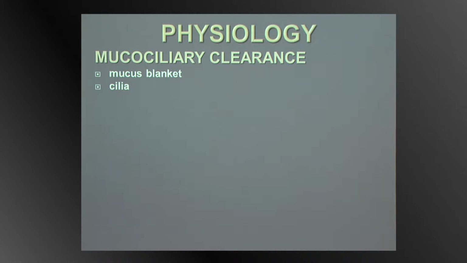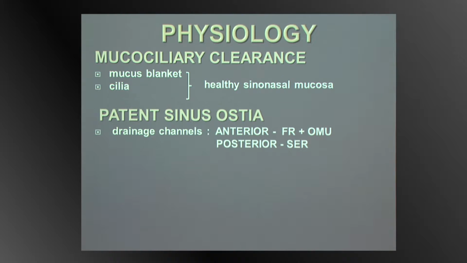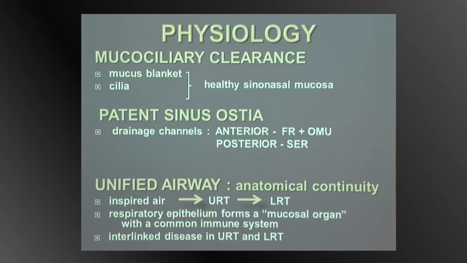Physiology, we have cilia, which propel a mucus blanket, which acts like flypaper to catch inhaled pathogens or irritants. And that has to go through a patent sinus ostium to clear the sinus. We have drainage channels, the anterior being the frontal recess and osteomeatal unit, the posterior being the sphenoethmoidal recess. And there is a current concept of the unified airway, implying that the respiratory tract, upper and lower, is a uniform single organ, and that the respiratory epithelium has a common immune system. So there's interlinked disease between upper and lower respiratory tract pathology.